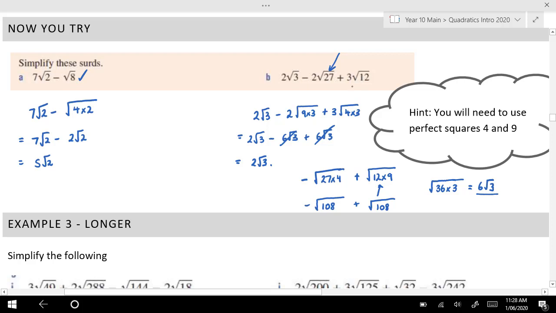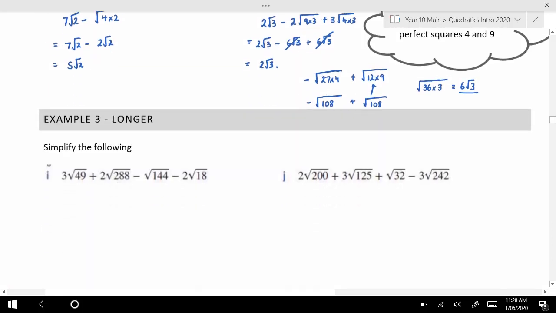So over here, where we've got 3 root 12, well, that can be simplified. 3 times the square root of 4 times 3, and of course the square root of 4 is 2. 3 times 2 is 6. Okay, so that's interesting, that one.